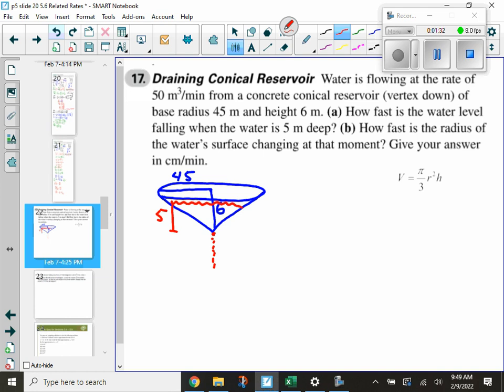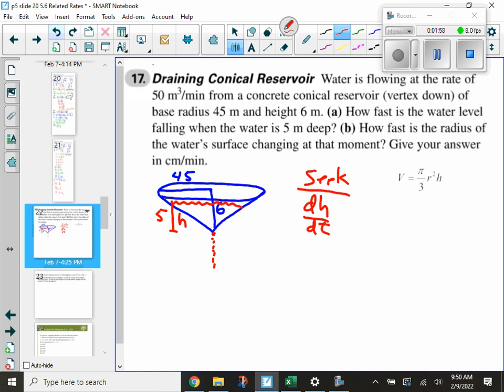So what do I seek? Well, I'm seeking this water level. Is that right? I mean, how fast is the water level falling? So let's call this level here our level h. So I'm looking for dh/dt.